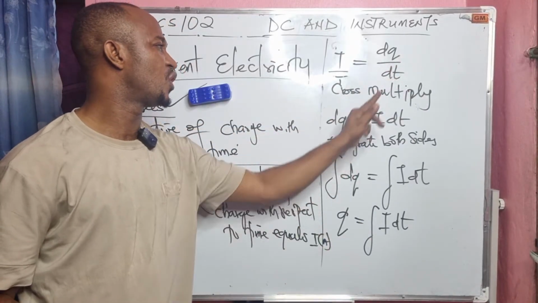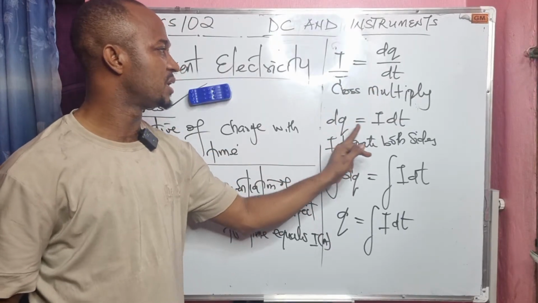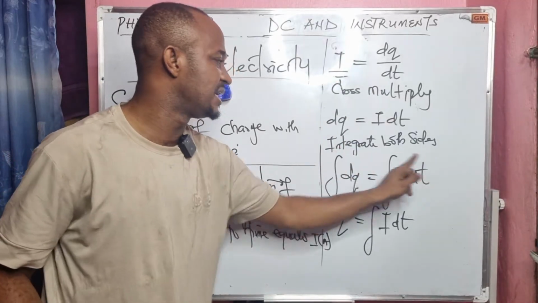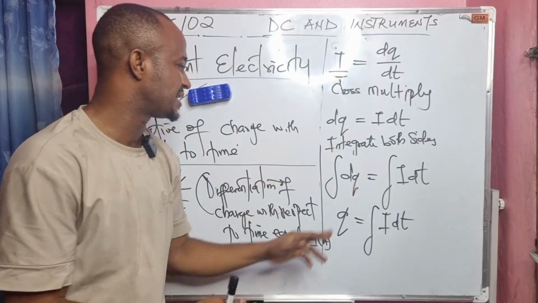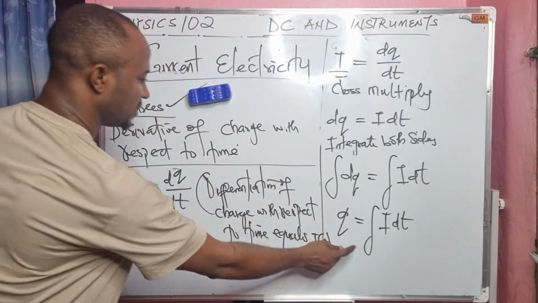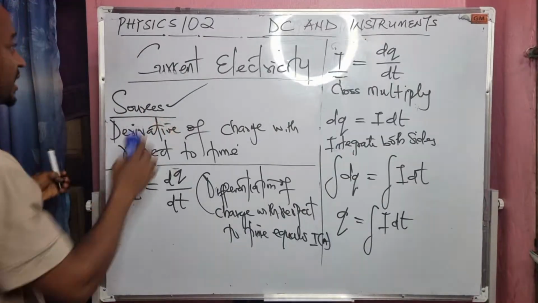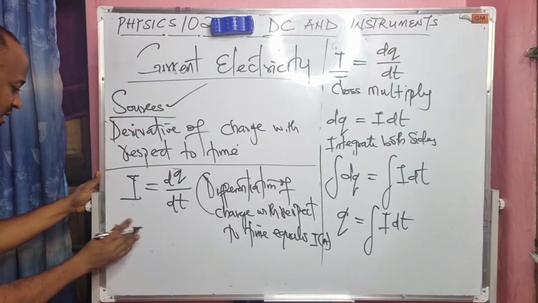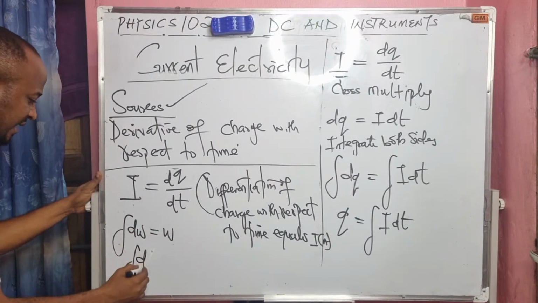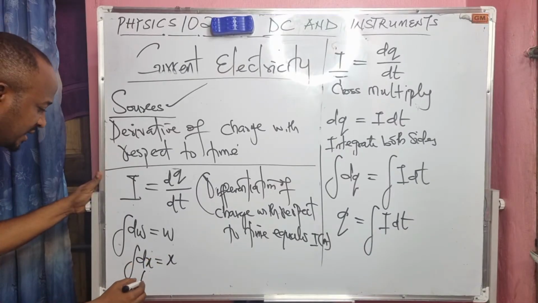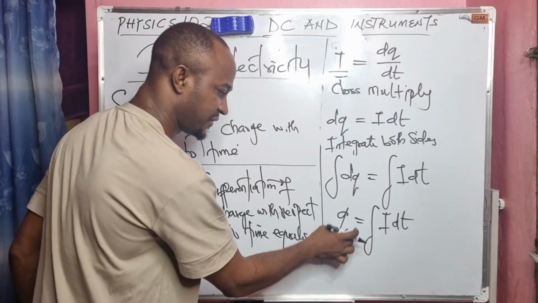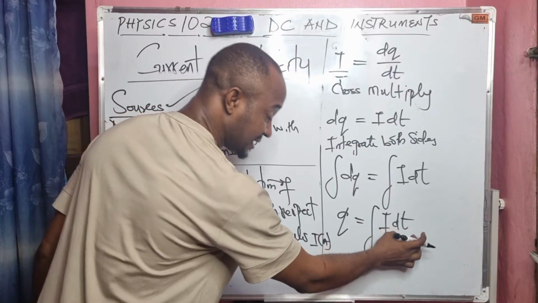And how do we prove that? We cross multiply this expression, meaning dq equals I dt, then apply the principle of integration. We integrate both sides, so the integral of dq equals the integral of I dt. Integrating dq will give us q. In integration, anytime you integrate a function, let's say dw, the result is w. Integrating dx, the result is x. Integrating dv, the result is v. So if I integrate dq, we have q, equal to the integral of I dt.